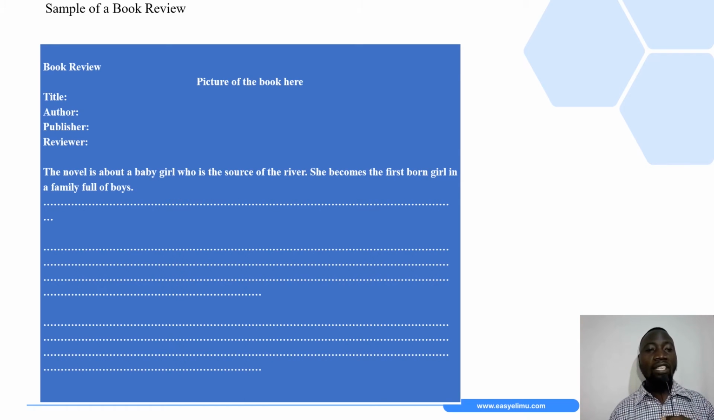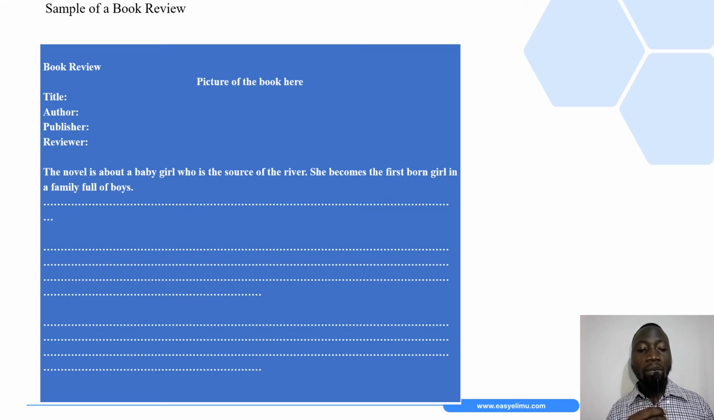So I have a sample of a book review, and in this sample, we have only included some of the major elements. So remember, apart from the title, author, publisher, and reviewer that we have in our sample, there are also other important elements that we are allowed to include, and that is the year of publishing, number of pages. We can also talk about availability.